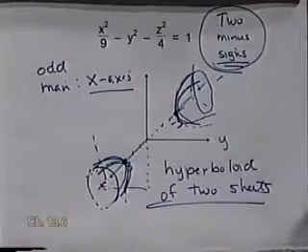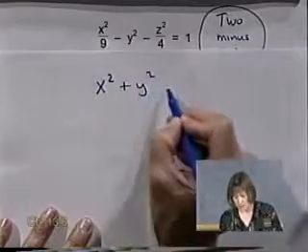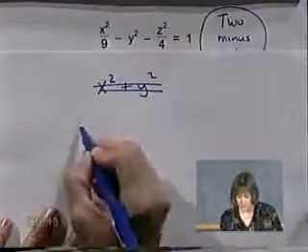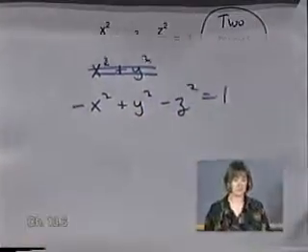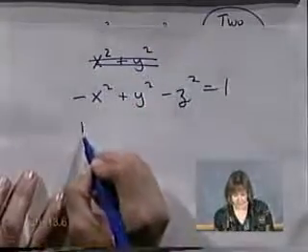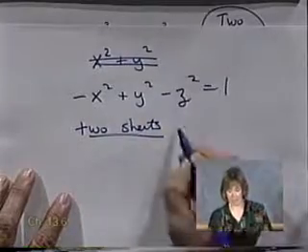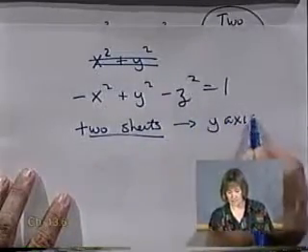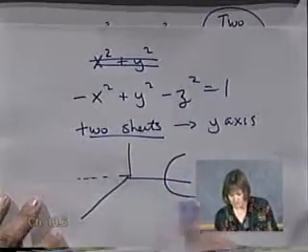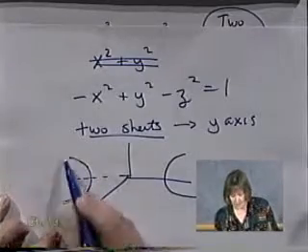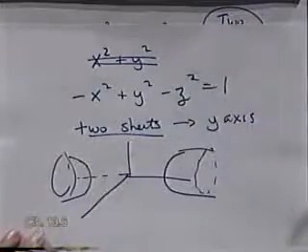So if you had x squared plus y squared, no, I want 2 minus signs. Minus x squared plus y squared minus z squared equals 1. 2 minus signs tell me it's going to be a hyperboloid of 2 sheets. Who's the odd guy out? The odd guy out is the y-axis. So this hyperboloid of 2 sheets is going to be along the y-axis. So it's going to be 1 here, 1 back here, and when you slice them, you're going to have the 2 different sections.